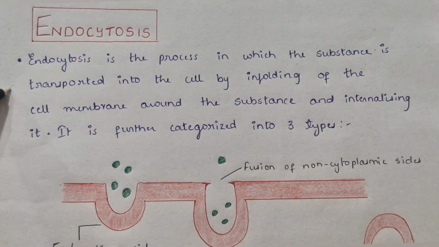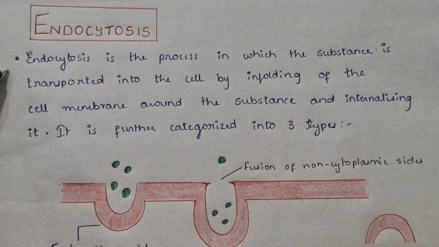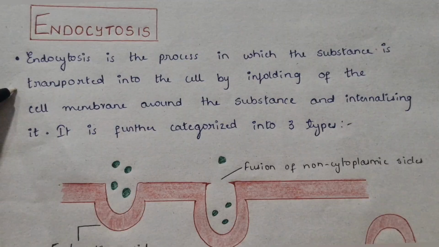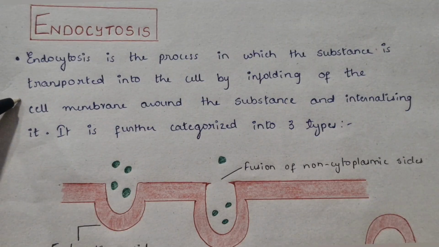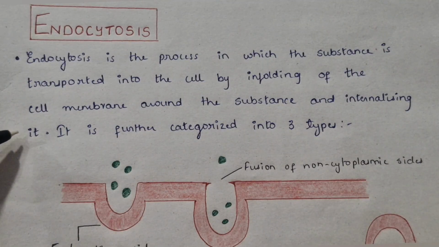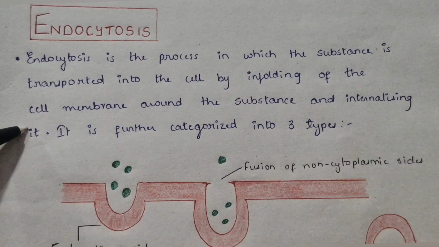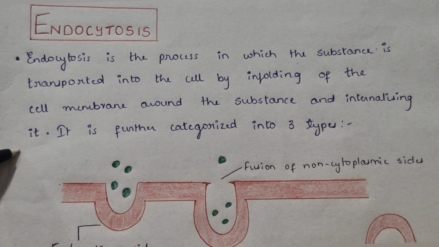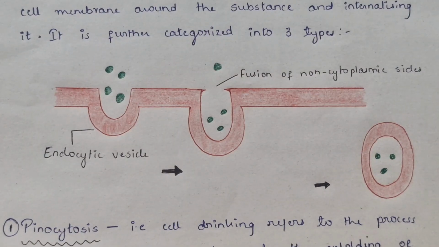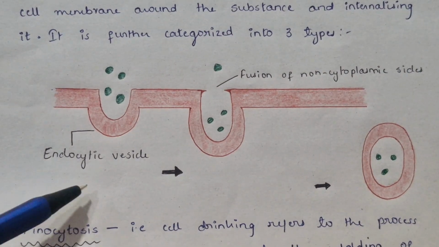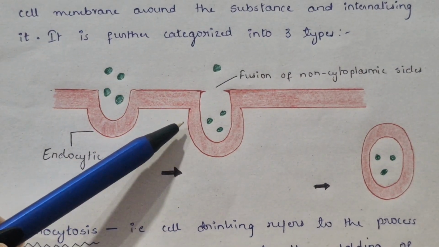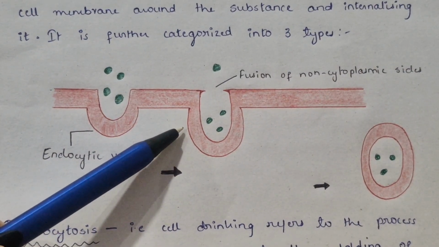The first one is endocytosis. Endocytosis is the process in which the substance is transported into the cell by infolding of the cell membrane around the substance and internalizing it. It is further categorized into three types. This is the diagram for endocytosis, wherein this is the endocytic vesicle, and here there is fusion of the non-cytoplasmic sides.